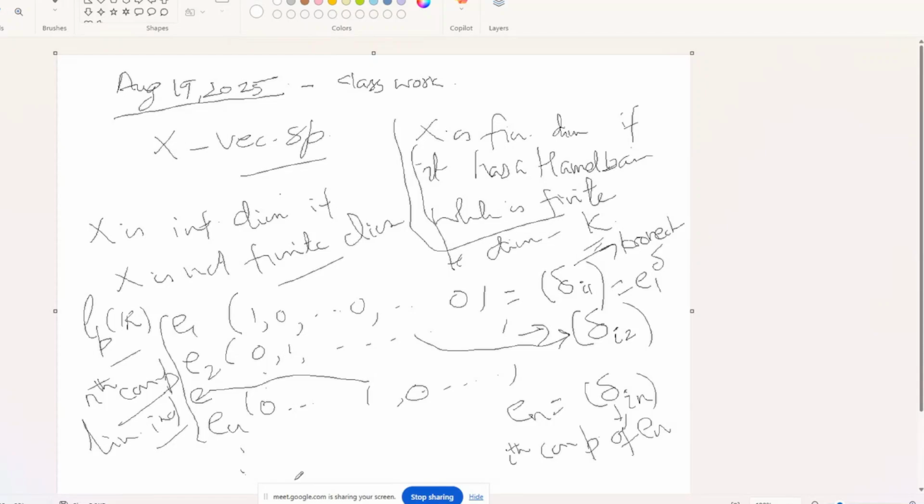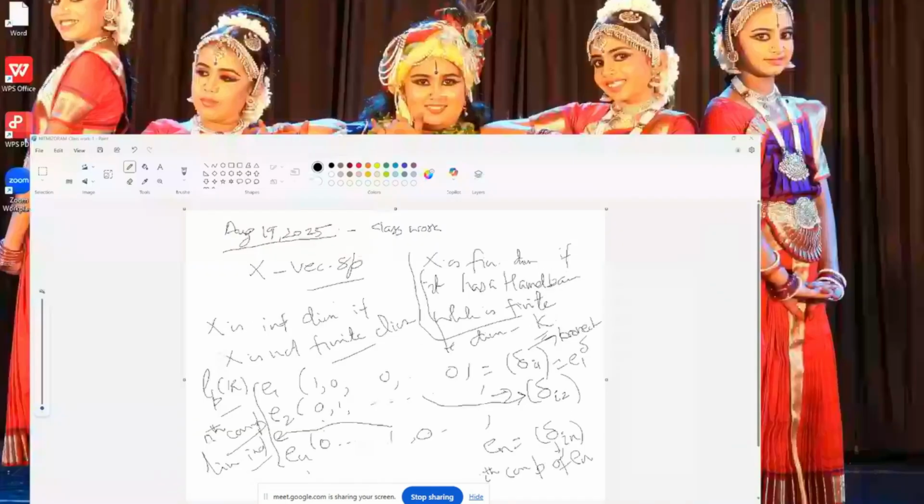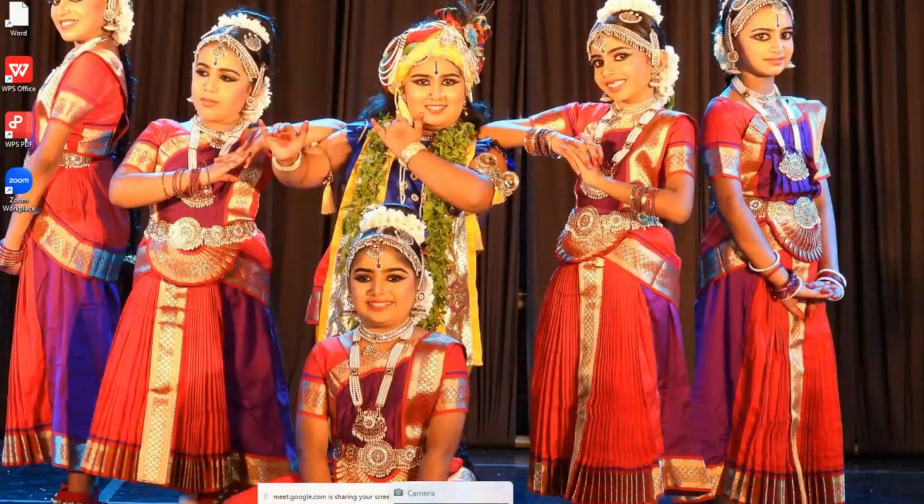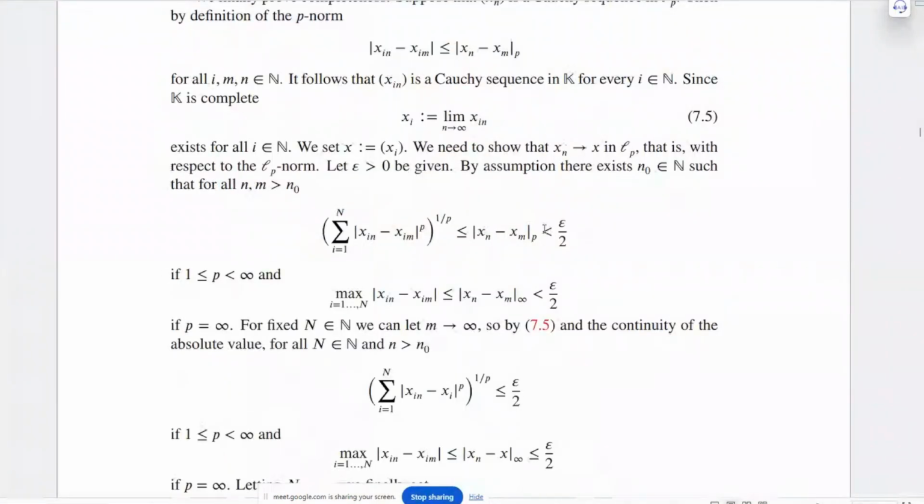You see, what I want to say is that saying something and giving a proof is a different issue. If it were finite dimensional, xn would have converged to x, because component-wise convergence is the same thing as norm convergence in finite dimension. But that is not true in infinite dimension. That is why we have to give this proof.